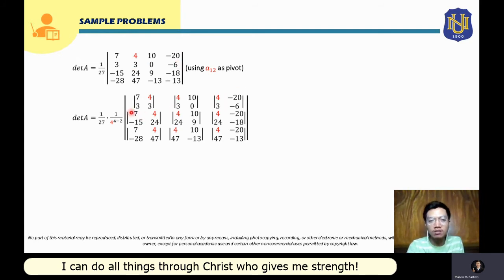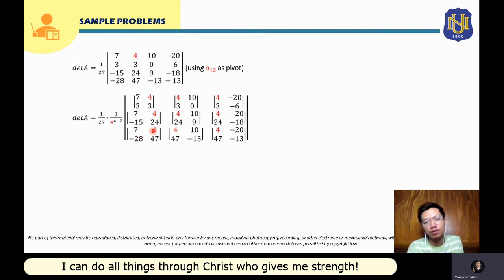So for our next row, we will just move downward. So this will become 7, negative 15, 4, 24. We will just move to the right. So this will now be 4, 24, 10, 9. We will just move to the right again. That will be 4, 24, negative 20, negative 18. So this will be that 2 by 2 matrix.